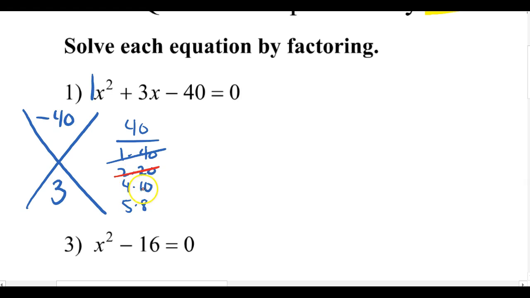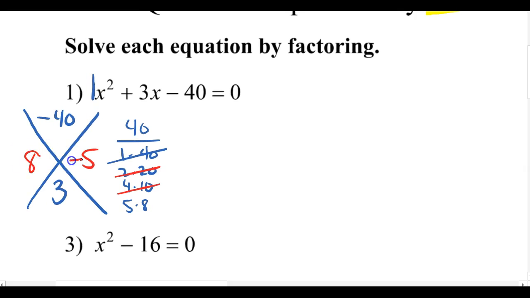How about 4 and 10? 10 minus 4, 4 plus 10. No, that doesn't work either. How about 8 plus 5 or 8 minus 5? Oh wait, 8 minus 5, I could do that. So 8 and 5. But this first number on the top is negative, so one of these has to be negative. If I make 8 negative, negative 8 plus 5 is negative 3, not positive 3. So that means the 5 has to be negative.